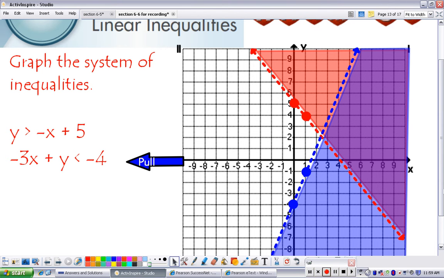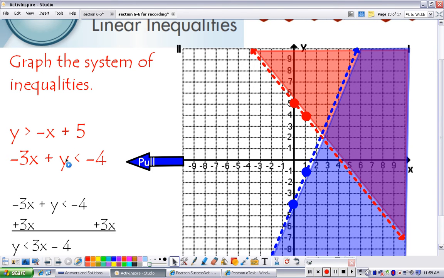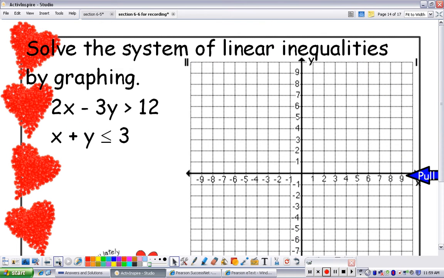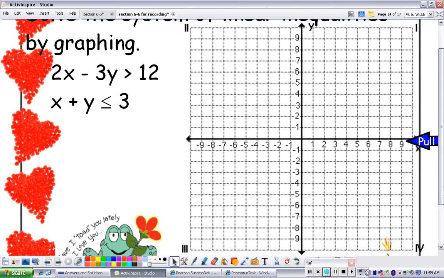In the second one, we have to get this into slope-intercept form. So we have to add 3x to both sides to get y is less than 3x minus 4. So a dot on negative 4, up 3 and over 1 to get us our second point, connecting with the dotted line again because it's not underlined, shading underneath the line since it's less than, and the answer is the purple section. Today we're just going to spend some more time practicing solving systems of linear inequalities.